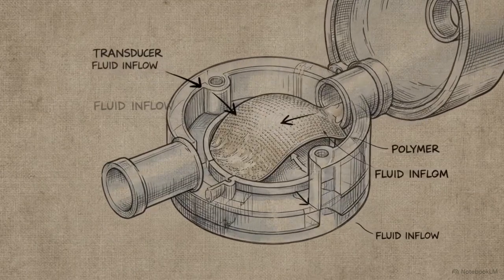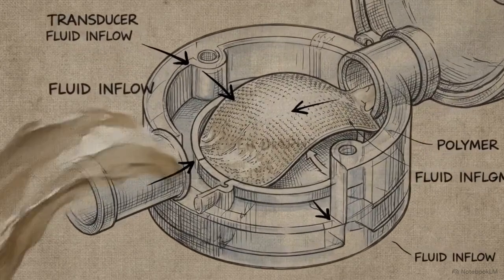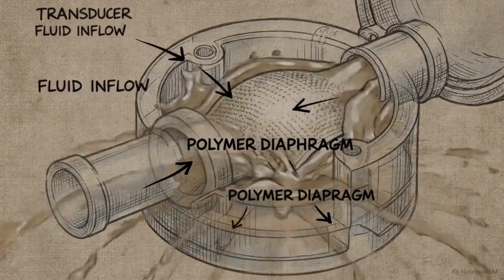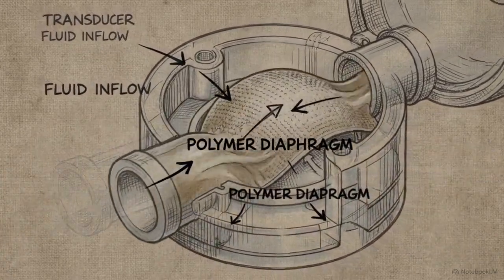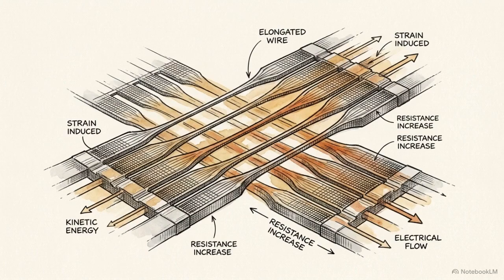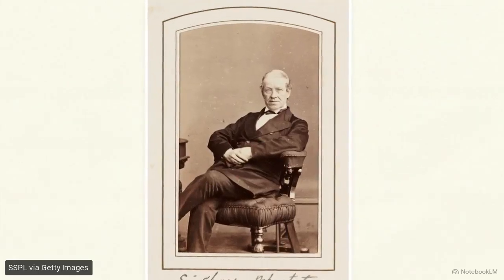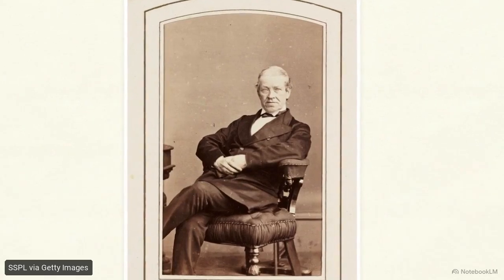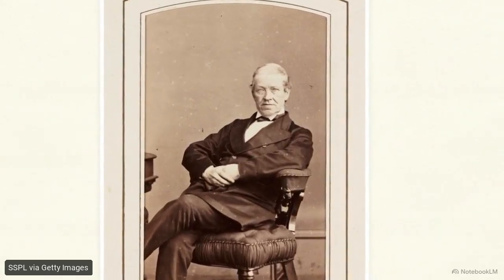Inside the plastic transducer casing is a microscopic polymer diaphragm. Its primary job is to flex when hit by a pressurized fluid pulse. Attached to the back of that diaphragm is a strain gauge. As the pulse stretches the gauge, the wire becomes thinner and longer, forcing its electrical resistance to increase. The physics of measuring that tiny change in resistance was formalized in the 19th century by Sir Charles Wheatstone.